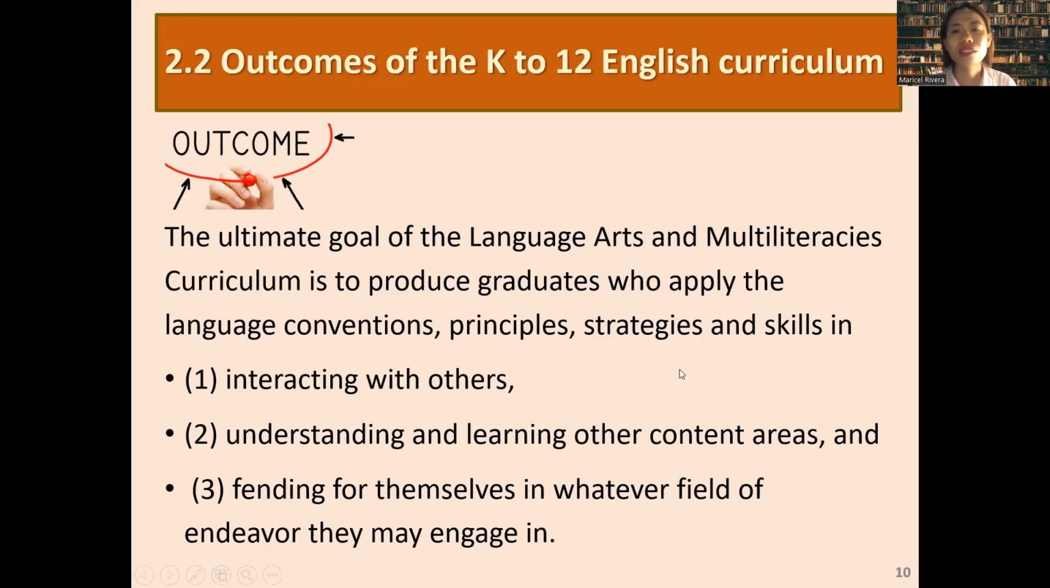Now, since we're talking about the K-12 English curriculum, we're also going to look at the competencies. For example, we have the communicative competence, which includes a lot of other competencies under it. And we'll also be looking into multi-literacies. So before I discuss to you one by one the different competencies as well as the multi-literacies, let's first watch this video.